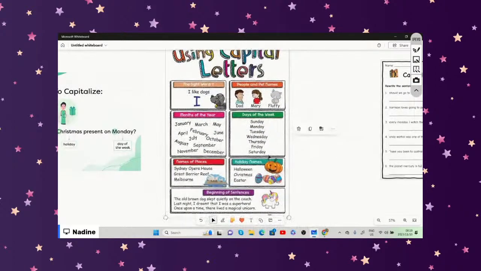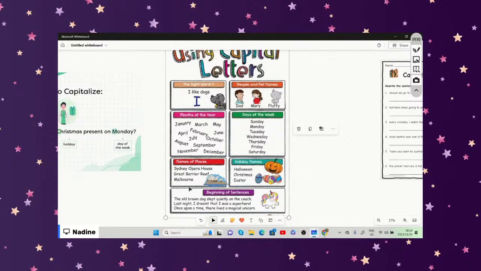And when we're using capitalization, right, or capitals, we said words like I, or pronoun I, need to be capitalized. For example, I like dogs. But I, we capitalize. We capitalize people and pet names. So the name of your pet as well as people we capitalize. And then we capitalize months of the year, days of the week, special holidays.